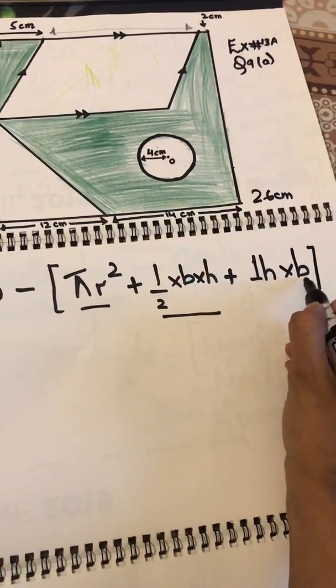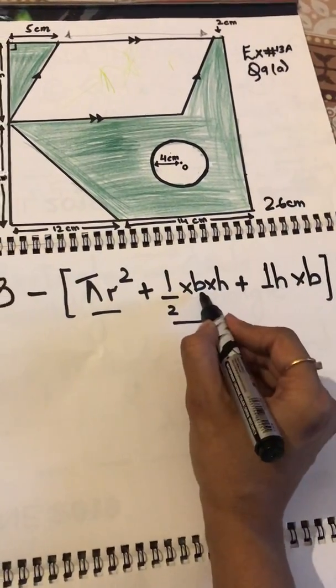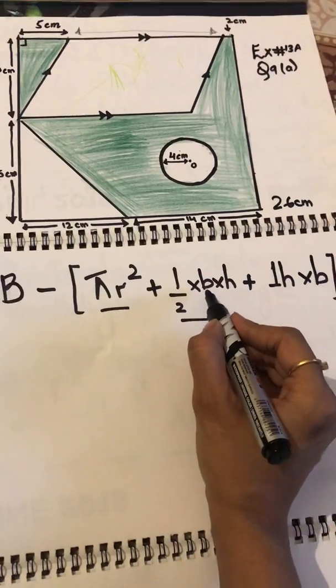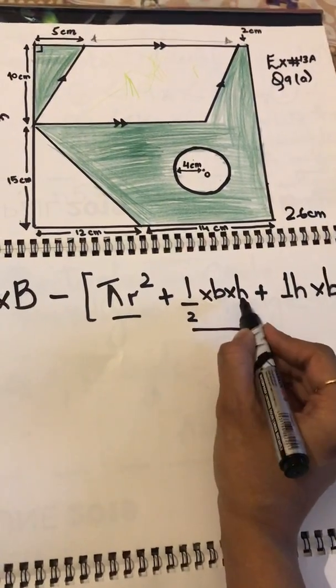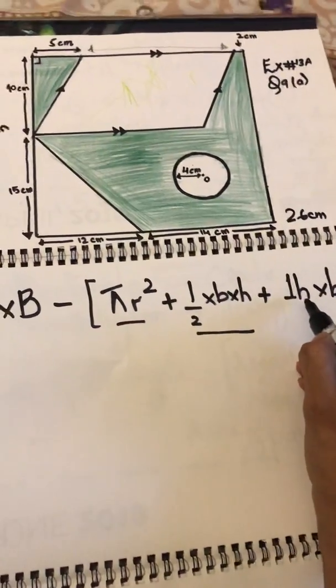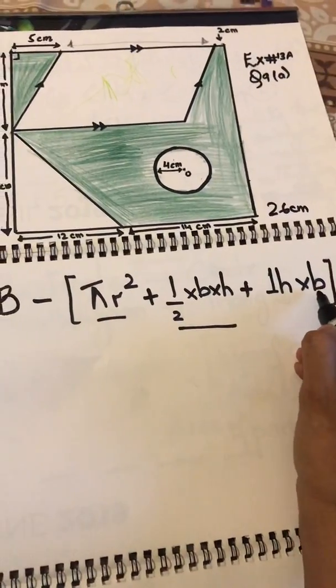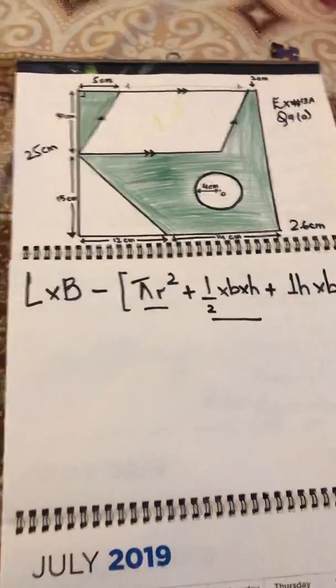Yes, that's the base, B for base, and here we have the breadth. That's also the base of the triangle, and that's the height of the triangle. This is the perpendicular height of the parallelogram, and this is the base of the parallelogram. I'm sorry for this noise.